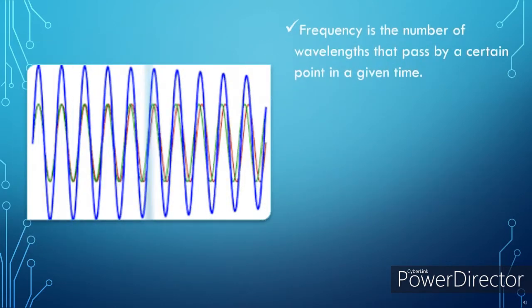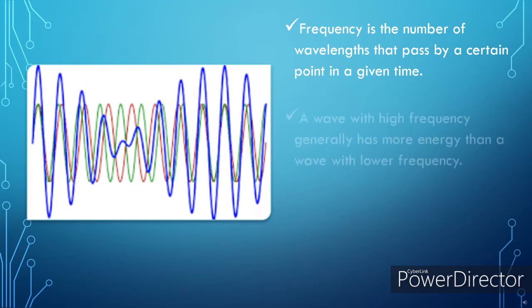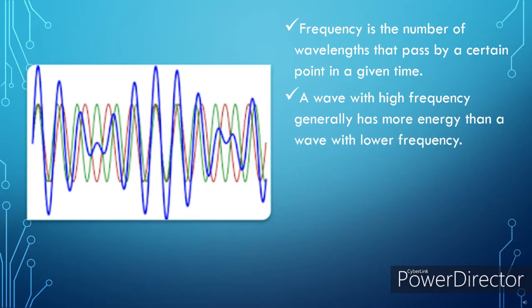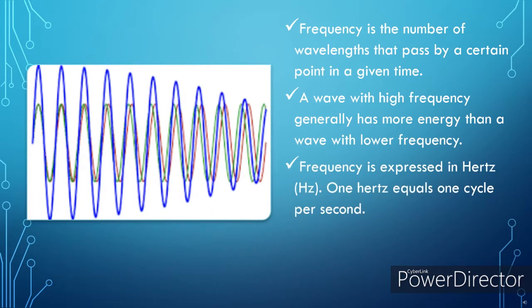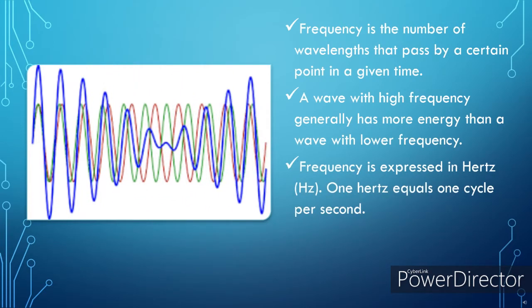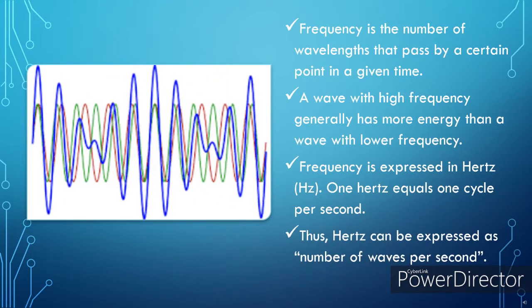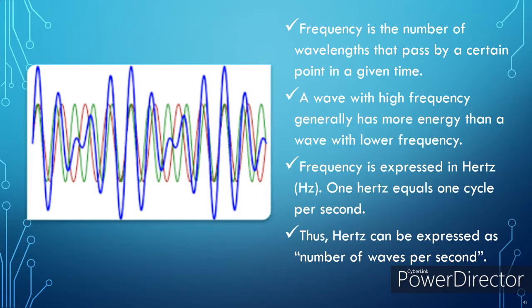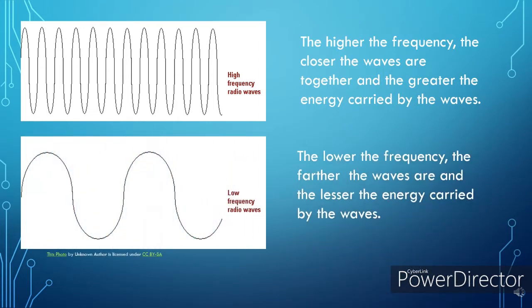Frequency, on the other hand, is the number of wavelengths that pass by a certain point in a given time. A wave with high frequency generally has more energy than a wave with lower frequency. Frequency is expressed in Hertz or Hz. 1 Hertz equals 1 cycle per second. Thus, Hertz can be expressed as number of waves per second. The higher the frequency, the closer the waves are together and the greater the energy carried by the waves. The lower the frequency, the farther the waves are and the lesser the energy carried by the waves.